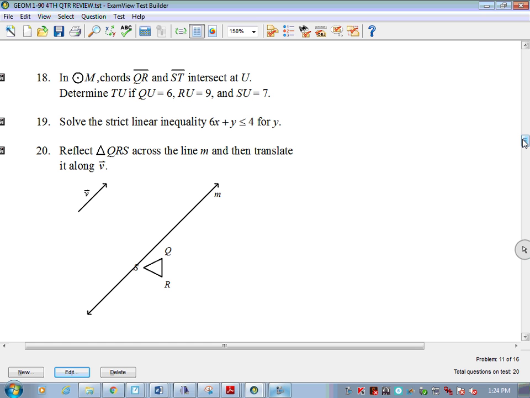In circle M, chords QR, ST intersect at U. Determine T.